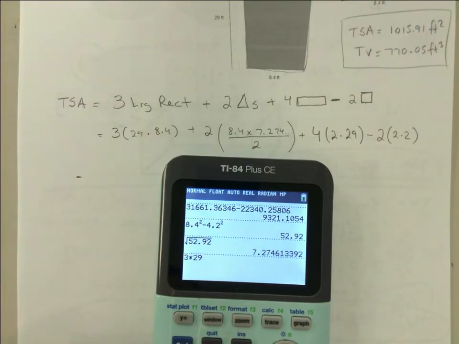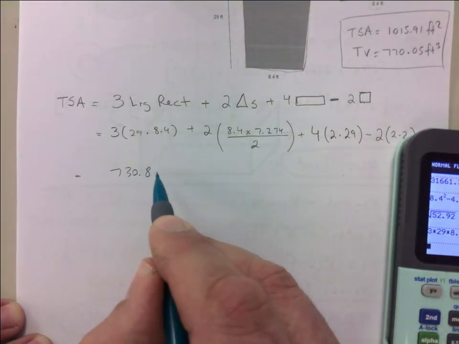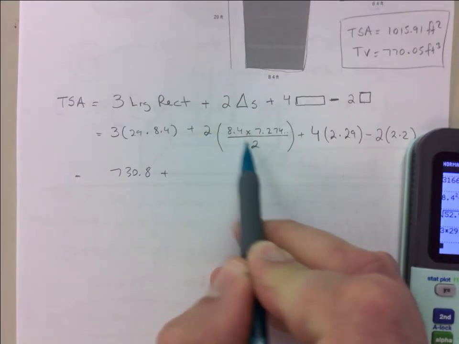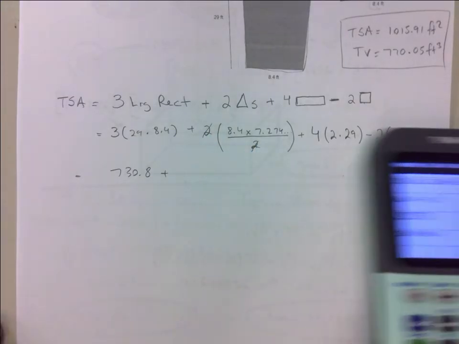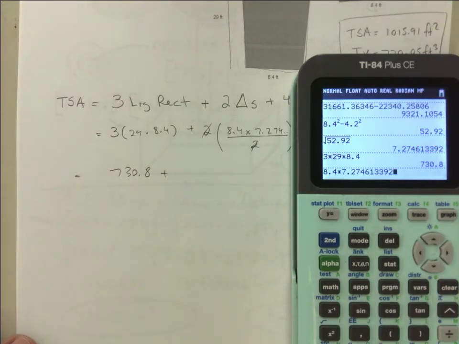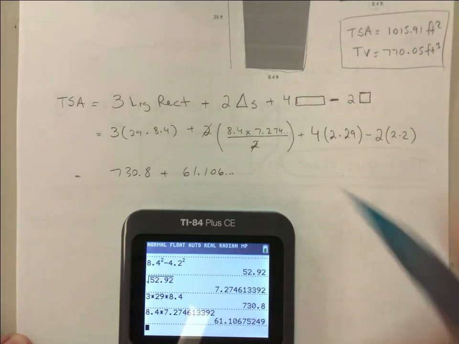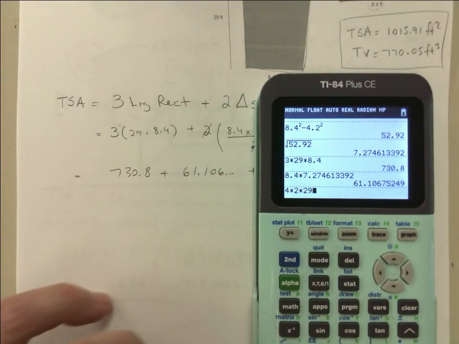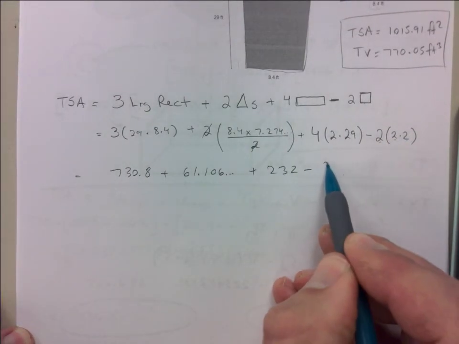3 times 29 times 8.4, that's 730.8. I saw a lot of you having that. Can you look up here? Is it okay to cancel this and this? It technically is. So if you did that, that's fine. If you didn't, that's also okay. So I'm going to go 8.4 times, I'm going to go look at my height. So that's 61.106 something plus 4 times 2 times 29. 4 times 2 times 29, that's 232. Minus 2 times 2 times 2 is 8.